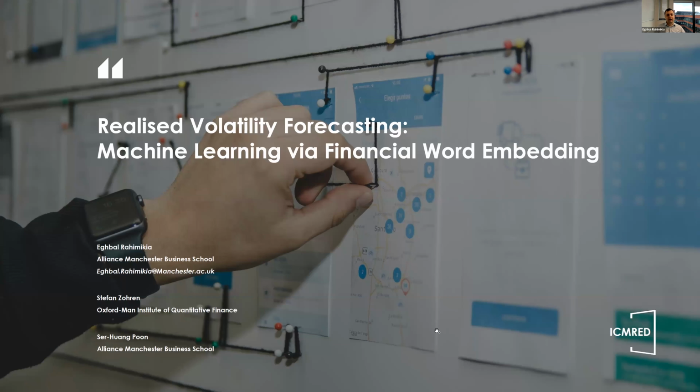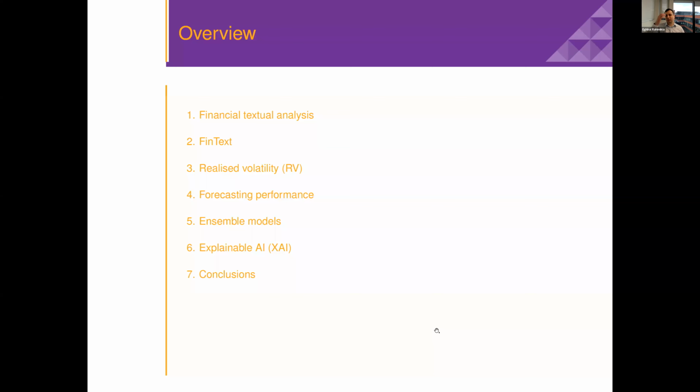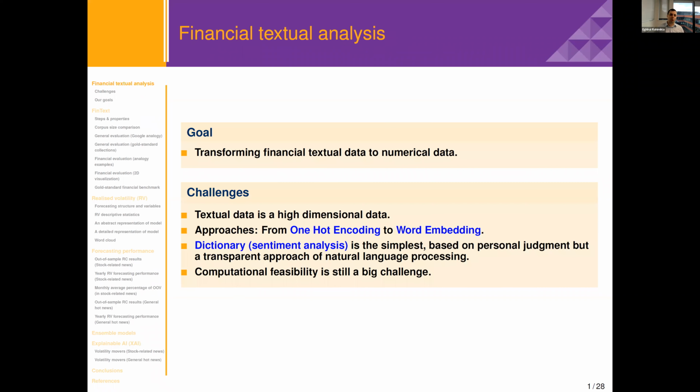Today, we are going to talk about realized volatility forecasting, machine learning via financial word embedding. We start with financial textual analysis. We introduce fintechs. We move to volatility forecasting as an application. We compare the forecasting performance of different models. Later, we move to ensemble models, and the most important part we are going to focus on is explainable AI.